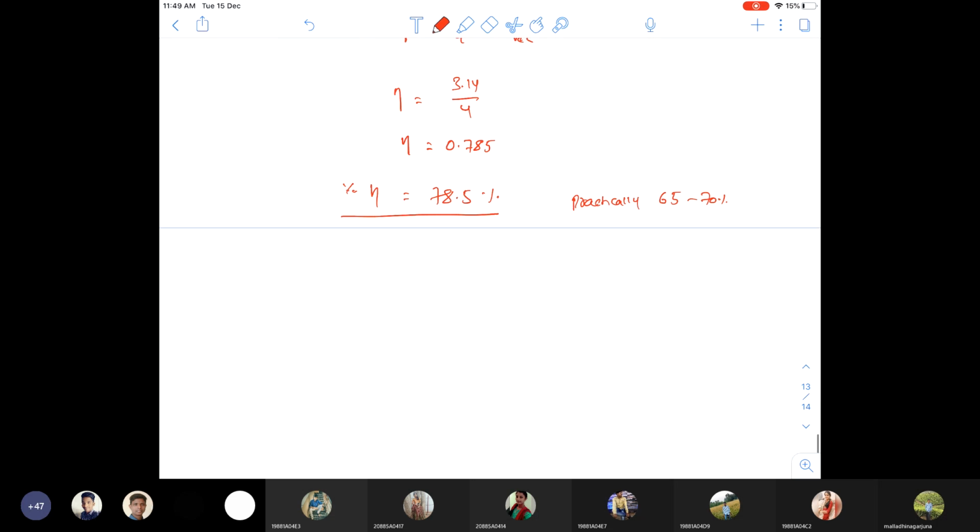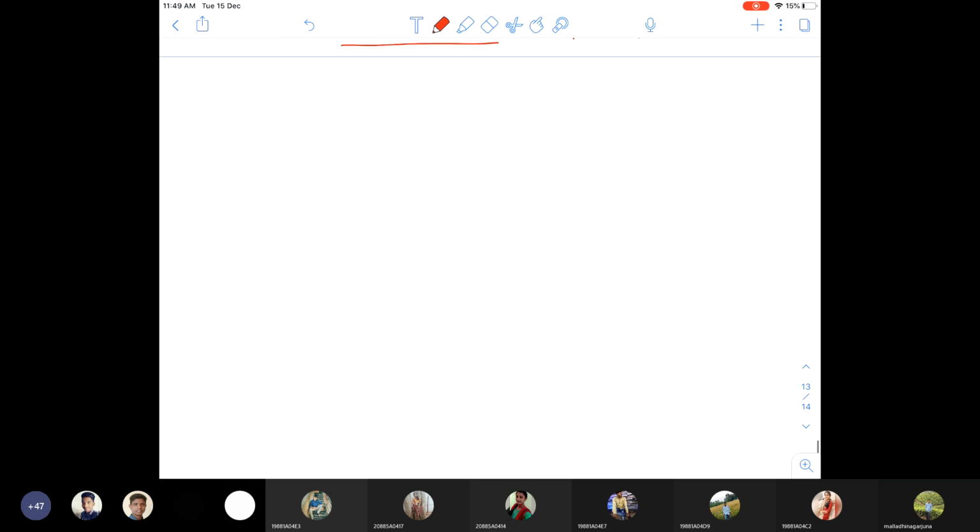Okay, now power dissipation. What is the formula? Power dissipation formula ఏంటి? What is the formula? PD equal to PDC minus PAC.